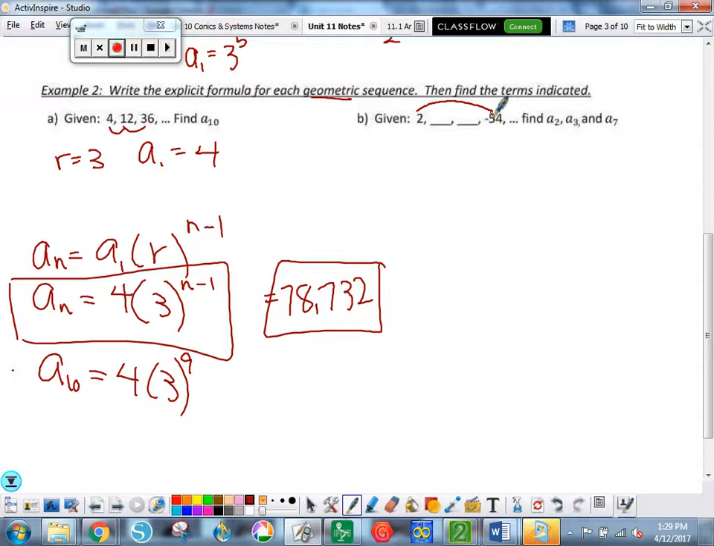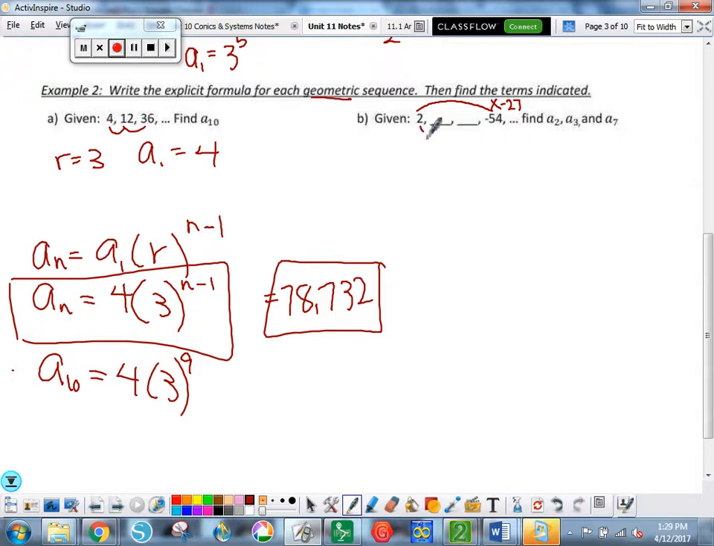From 2 to negative 54, how do you figure that out? It's 2 times what? Negative 27? So just divide those, right? Chris, you still okay? Negative 54 divided by 2.